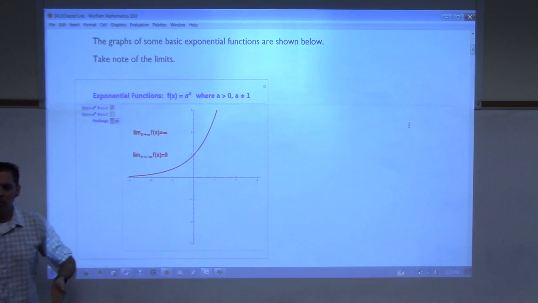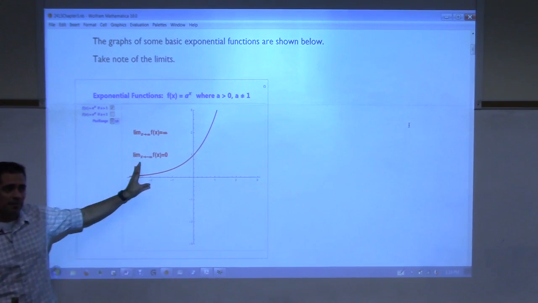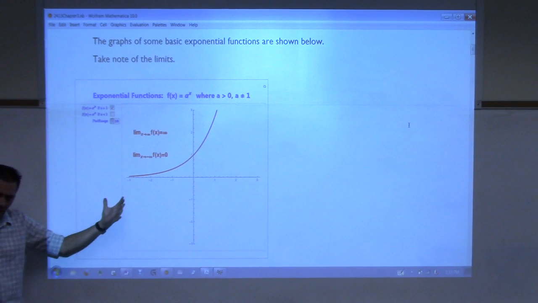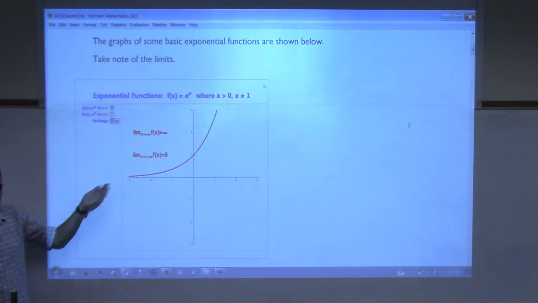This chapter, what we're going to do is we're going to incorporate these into our derivatives. We can take derivatives of a lot of things right now, but we have not taken the derivative of an exponential function yet. We have also avoided logarithms. Now we will deal with them. Before we do that, we have to remember what they look like.